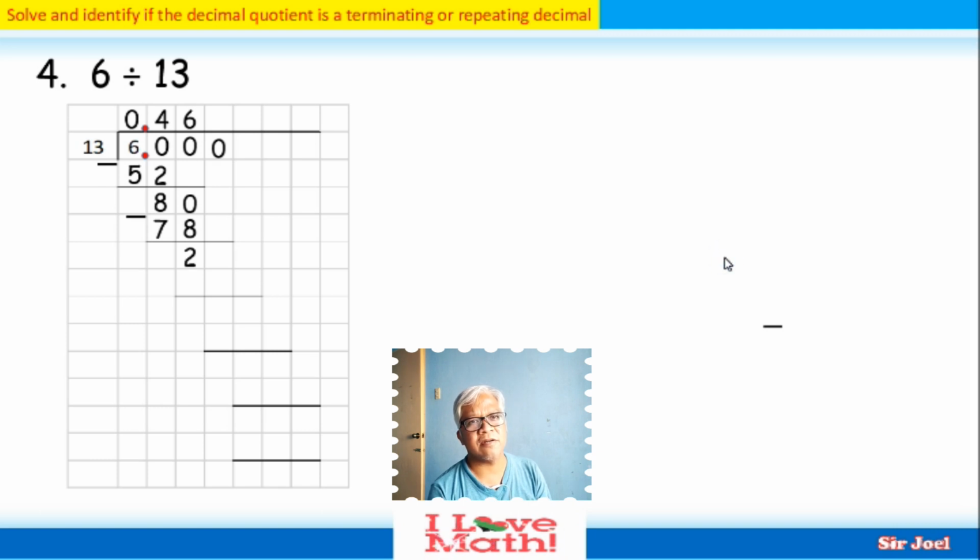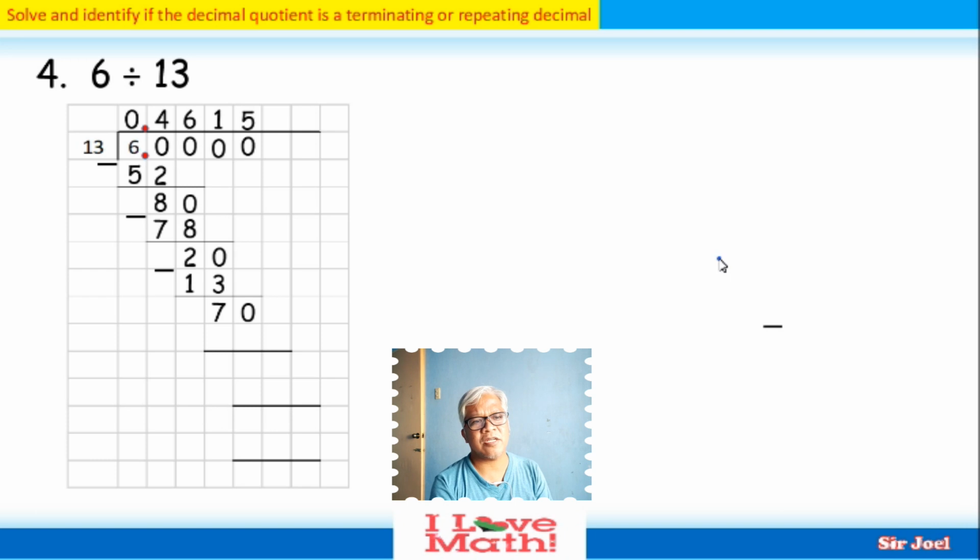Add another 0. Bring it down. It's 20 divided by 13, which is 1. 1 times 13, it is 13. Then subtract 13 from 20. The difference is 7. Add another 0. Then bring it down. 70 divided by 13, the answer is 5.